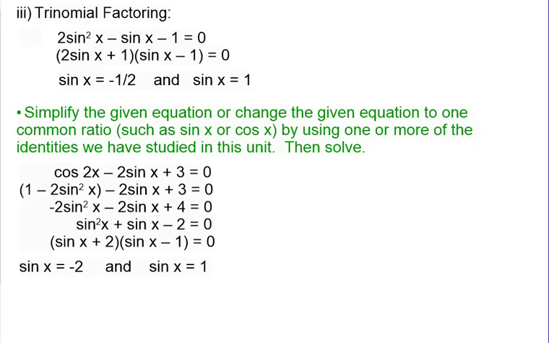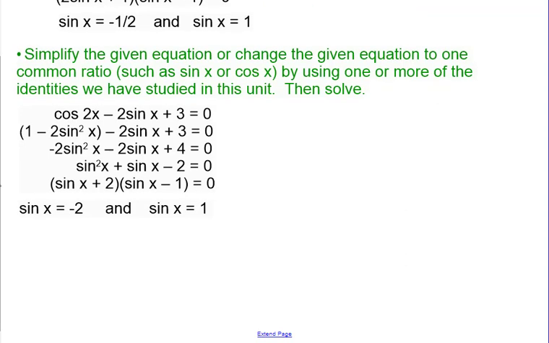the trinomial factoring, it might be easier for you to visualize if you replace your sine x's with just regular x's. You might find that easier. However, you would need to show your work with sine x's. And then another strategy is to simplify the given equation or change the given equation to one common ratio. So changing it all to sines or changing it all to cosines, by using one or more of the identities we've used this unit. And then from there, solve however you need to.